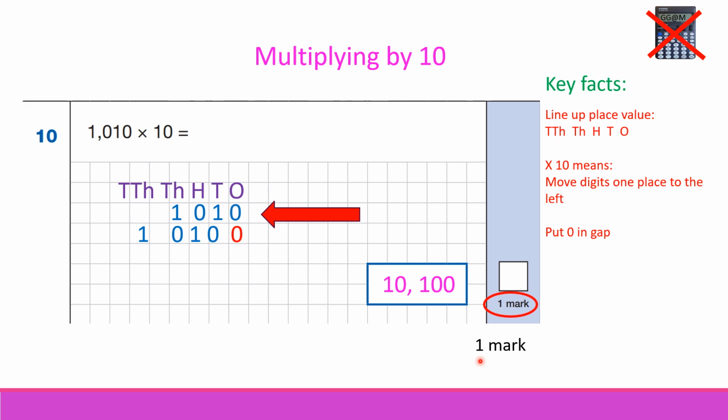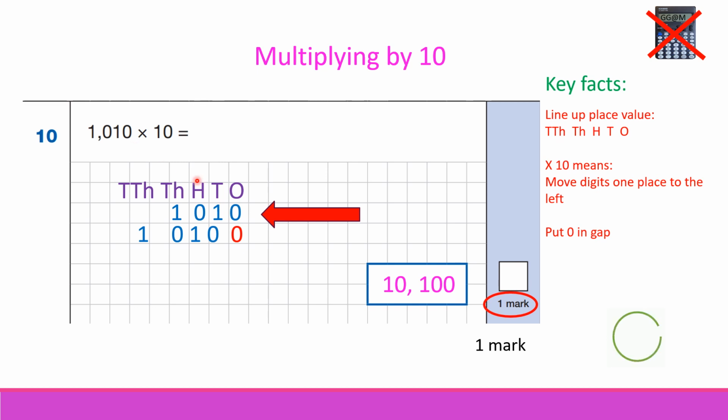Now there are different ways of approaching this question. The main way you're taught at school is to move the digits across to the left. There is a shortcut. If there is no decimal point in the question, and there is no decimal point in this question here, when you multiply by 10, you literally add a 0 on the end to give you the answer. So that's a shortcut, but that only works if there is no decimal point involved in the question.